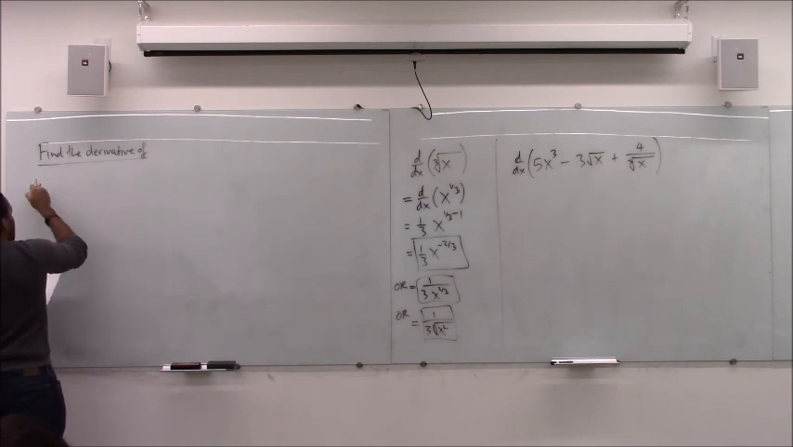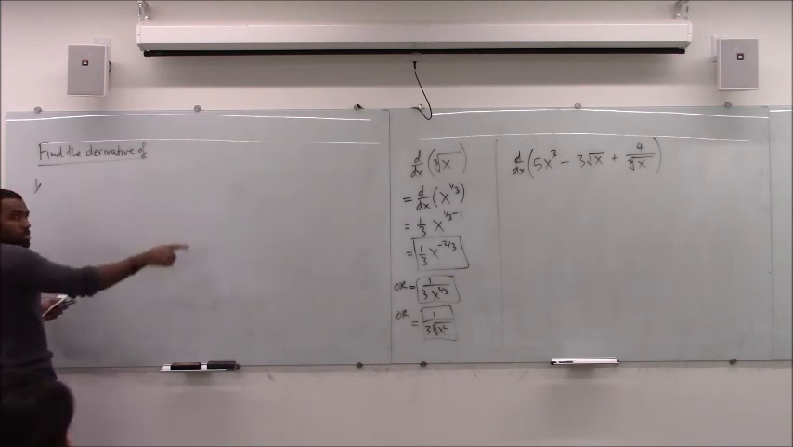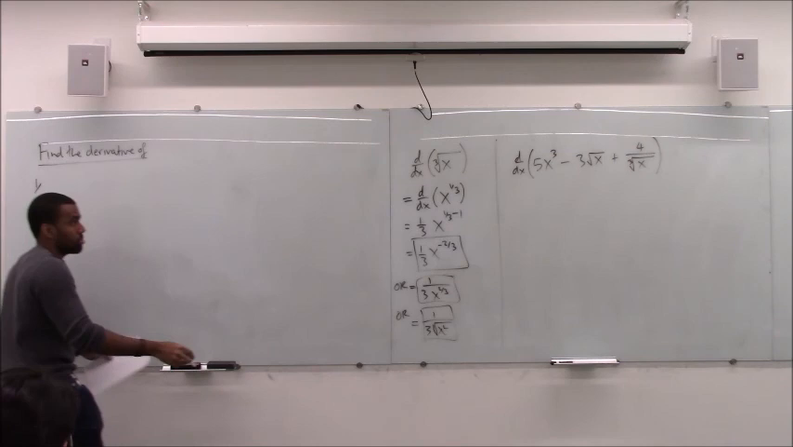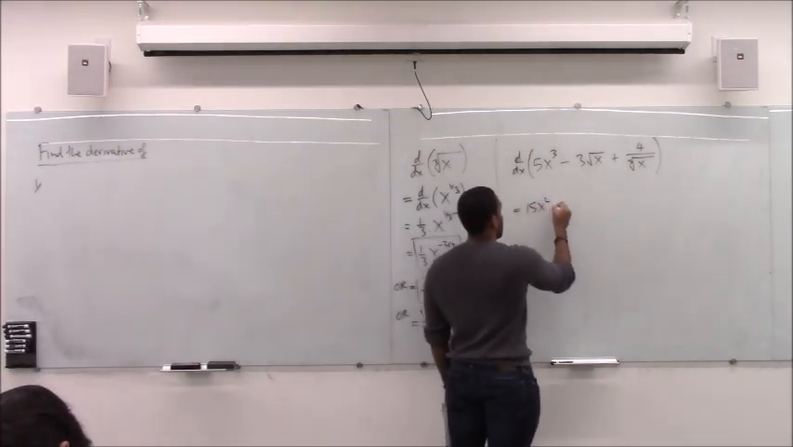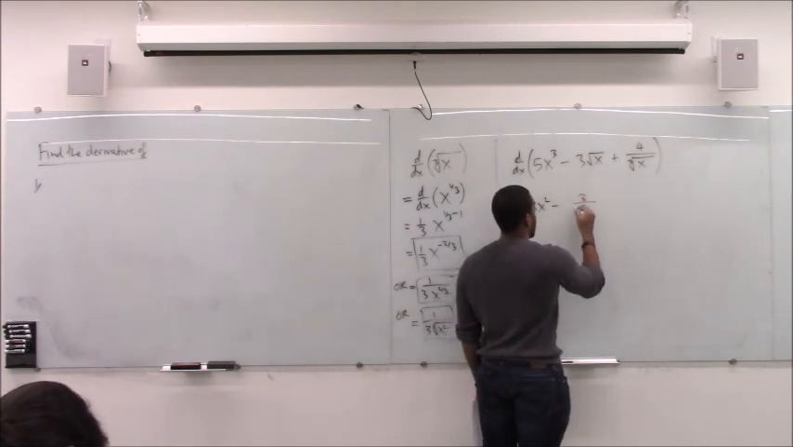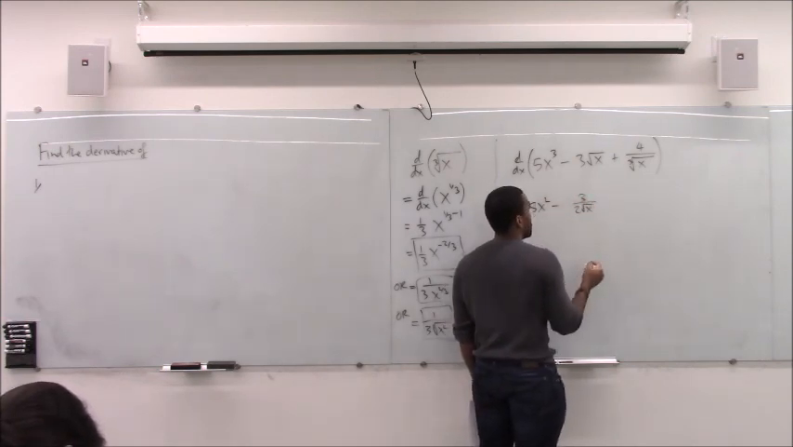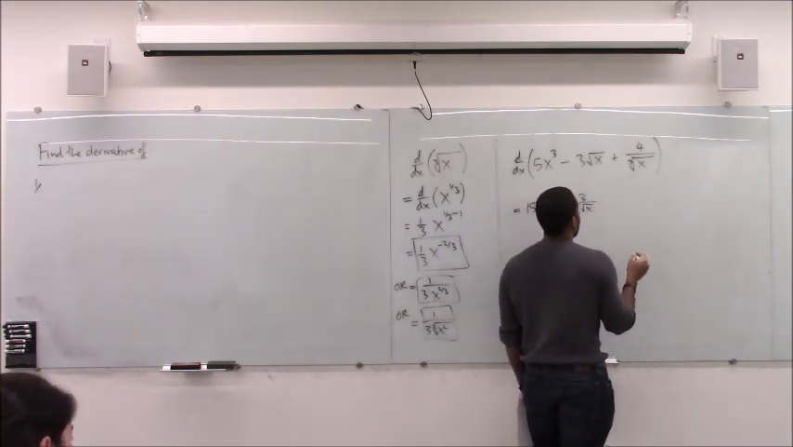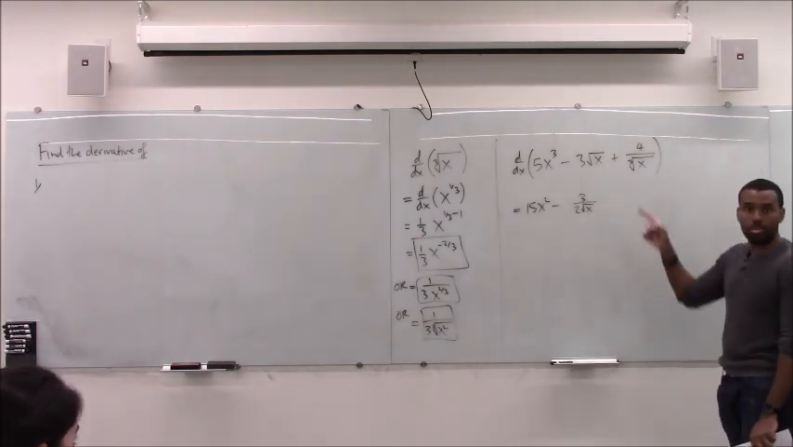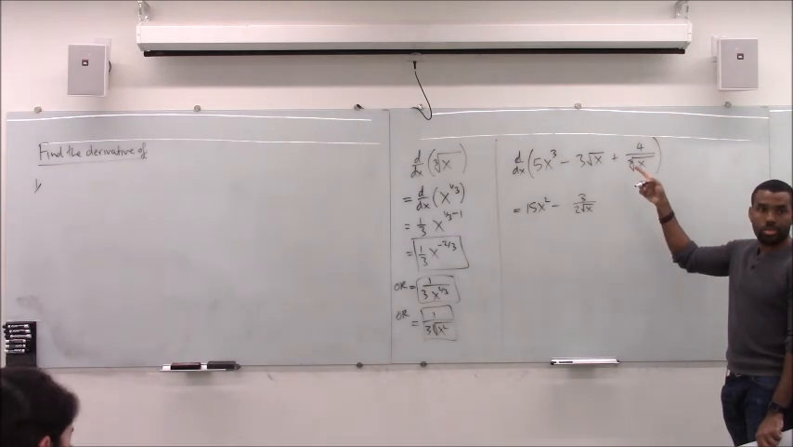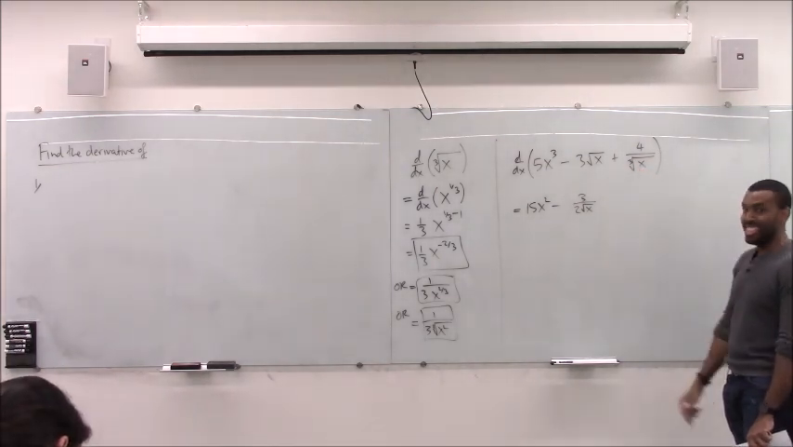Did anyone come up with the answer for that one? Almost. What did you get? 15x squared minus 3 over 2 times square root of x. Mm-hmm. And that one, I haven't. Did anyone do this one? I didn't get that. Yeah?